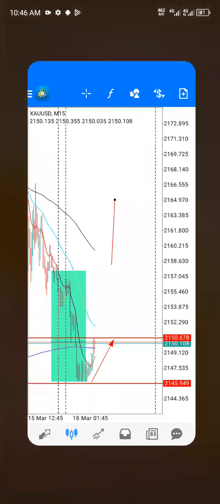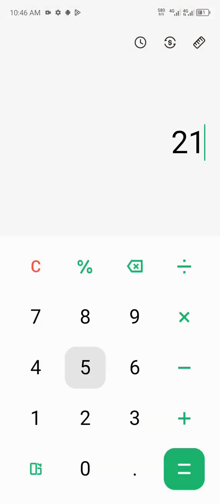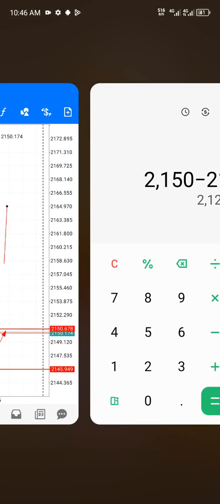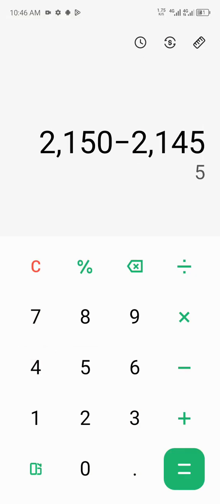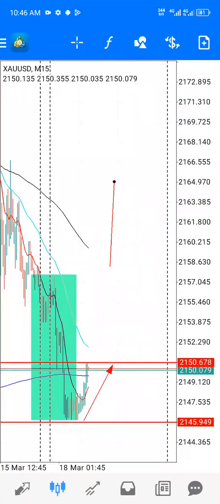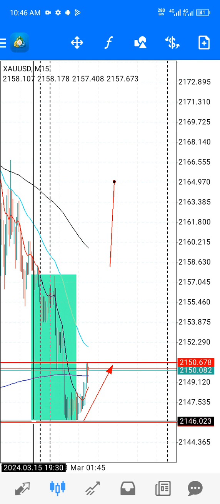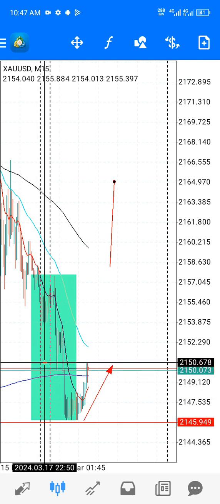Then you go to your calculator, 2150 minus 2145, you'll get 5. So on gold, whenever you get that whole number, you just add on 0. That means from here to here, those are 50 pips.